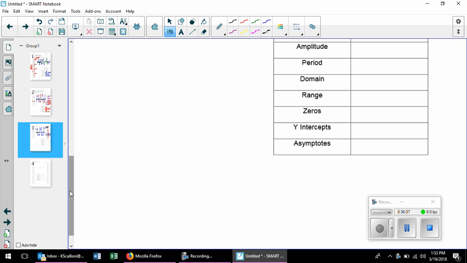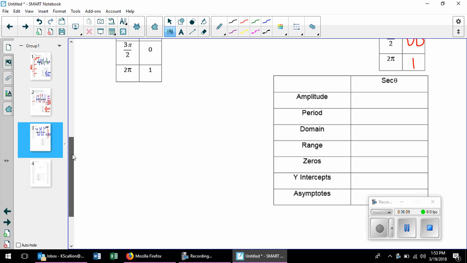Amplitude. This one's not hard. Amplitude: infinity. Period: the exact same as the other one. Too high. How come, David? I explained it for the last one. Do you remember? No. I need a parabola opening up, and I need a parabola opening down. Include the period.